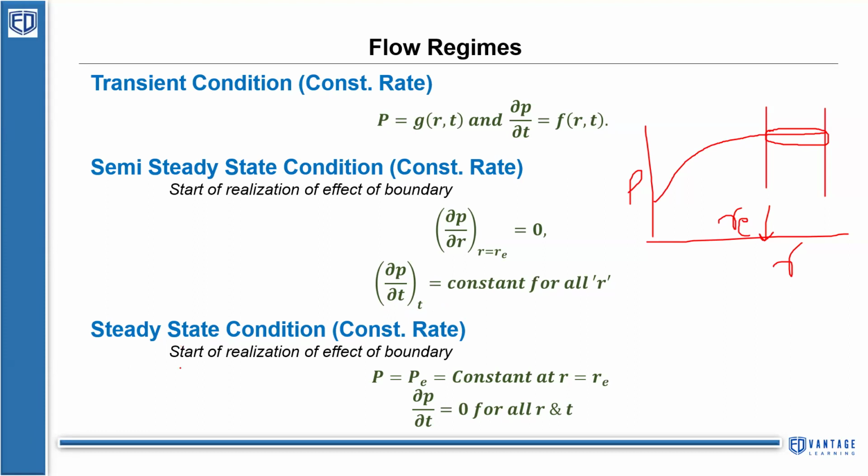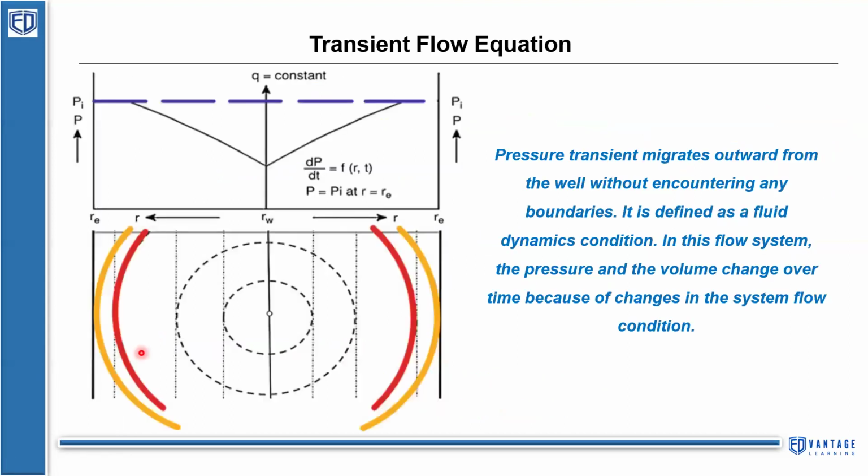Similarly, in steady state condition, where your boundary has reached and it is realized, your pressure is constant at R equal to RE. So at this point of time, your pressure will be constant. There is no change in pressure. Similarly, with time, the change will be 0 for all R and T beyond this point. For all radius and time, the change of pressure with time will be 0. So these three are something important and unique to be understood before you start interpreting or discussing about well testing.